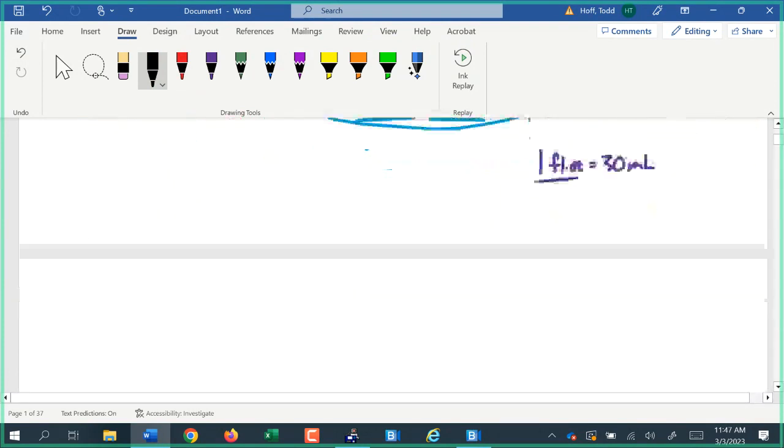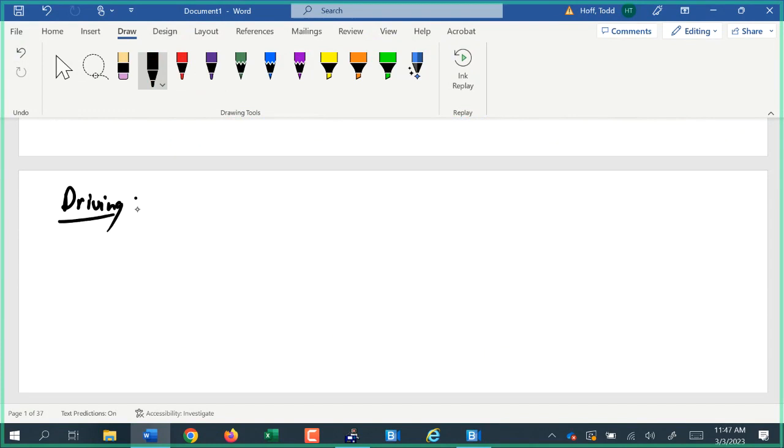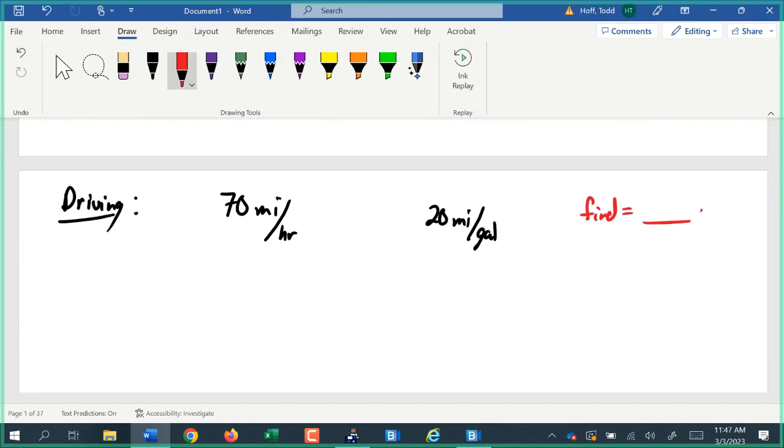Dimensional analysis actually goes even deeper. If you're working, let's say you are driving and you are going 70 miles per hour, and you have a gas mileage of 20 miles per gallon. We want to make the conversion. We want to find your fuel consumption in gallons per hour.